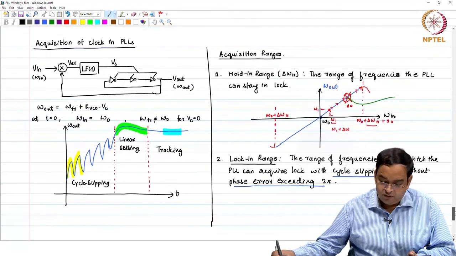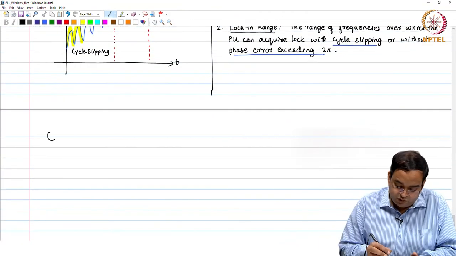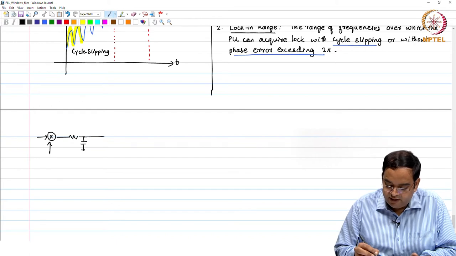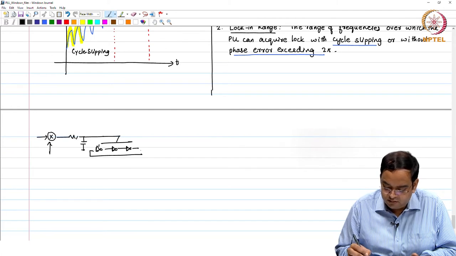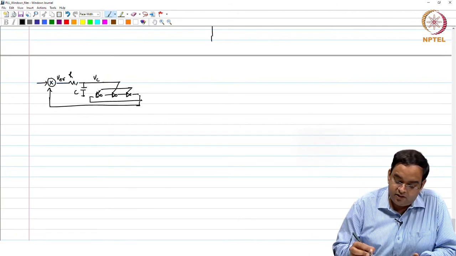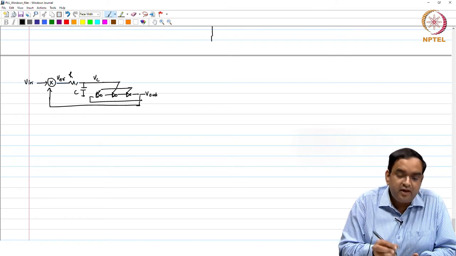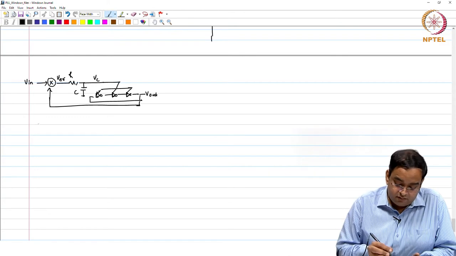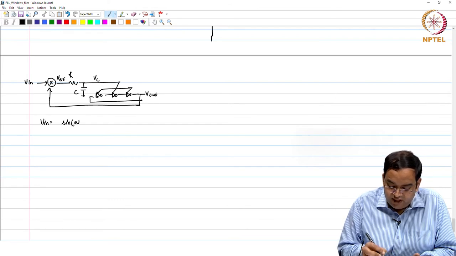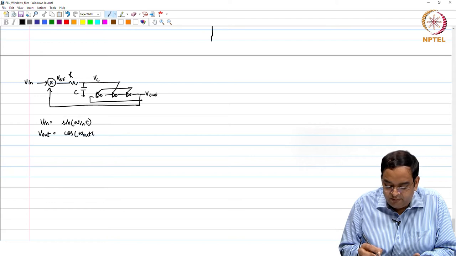I will pick up an example for the same PLL, mixer and loop filter based. So, recall this. You have a simple loop filter, and you had a VCO. This was the PLL which you looked at. So, R, C, V error, Vc, and this is V out, this is V in. Now, in this particular example, V in is sine of omega in t and V out is cosine of omega out t. I just chose the amplitude as 1.